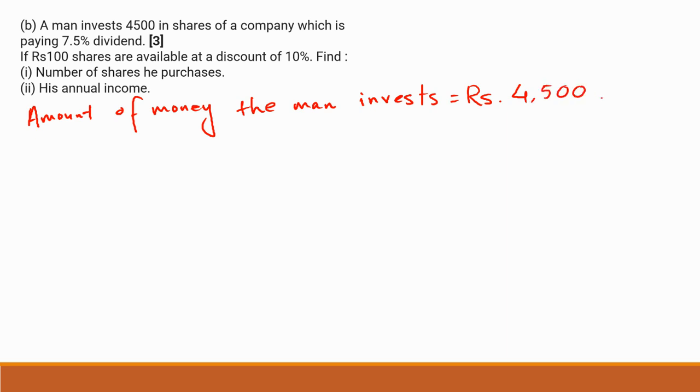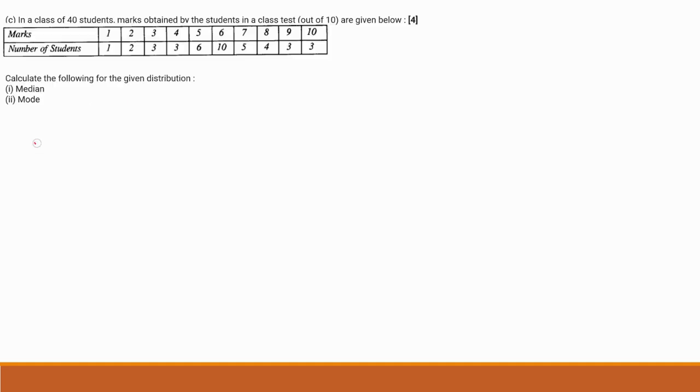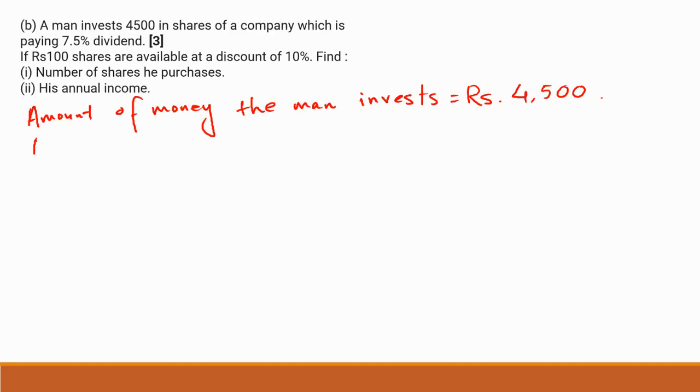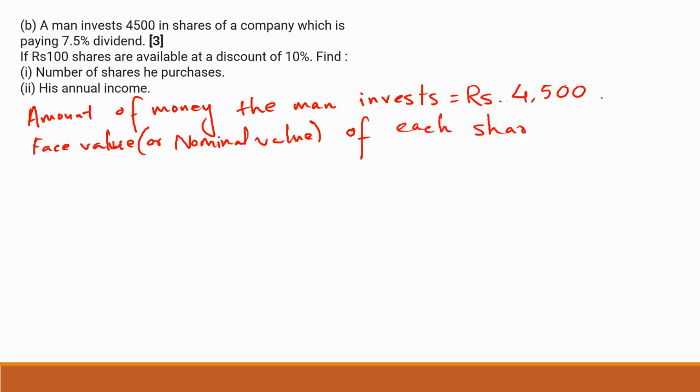Okay. If rupees 100 shares are available, okay, so 100 shares are available at a discount of 10%. So basically what you can write is face value or nominal value, right? That's what it's saying. Or nominal value, write any one of them. Nominal value of each share. How much is face value or nominal value of each share? Equals rupees 100, right? When you write it, it's clear to you also. This is the amount the man invests. This is the face value or nominal value of each share.